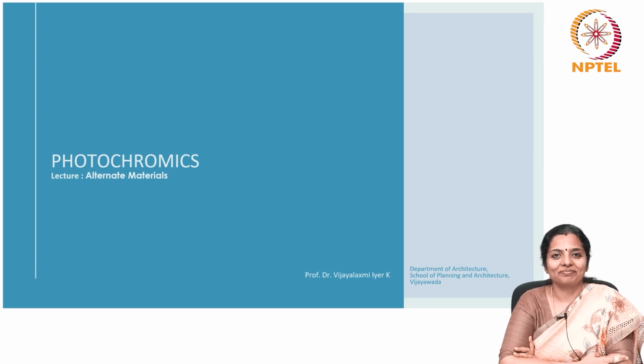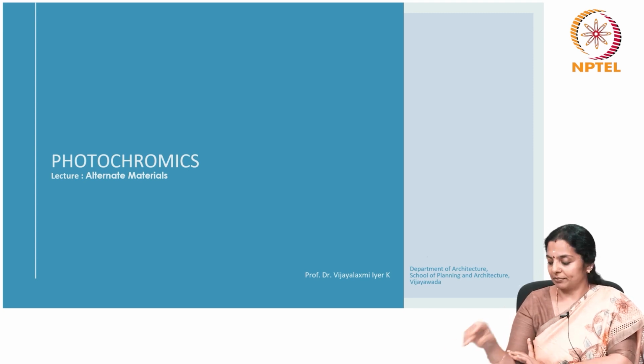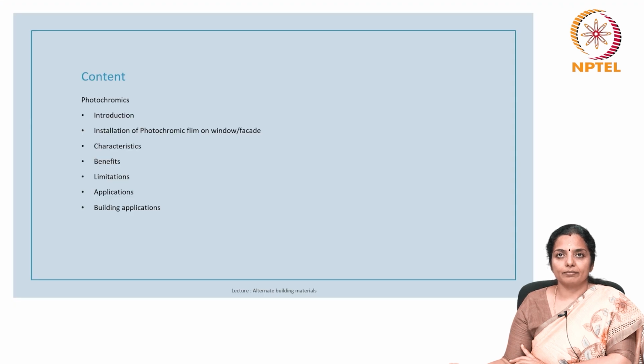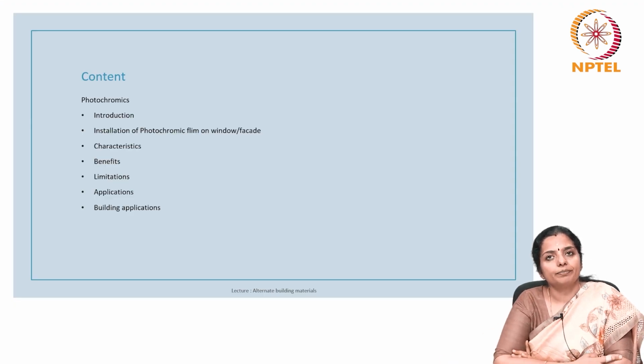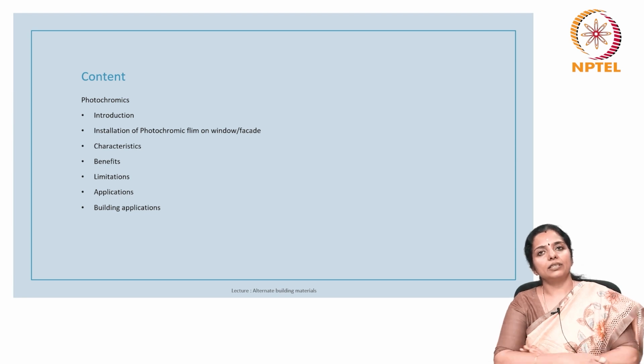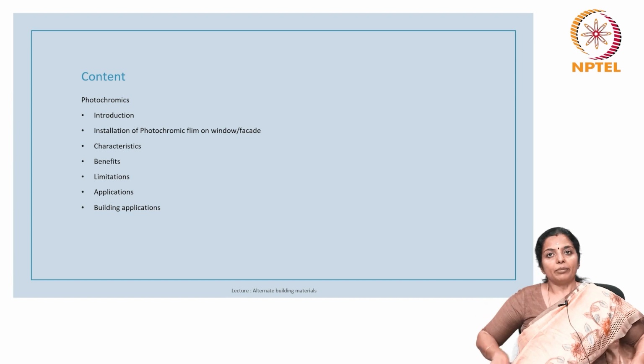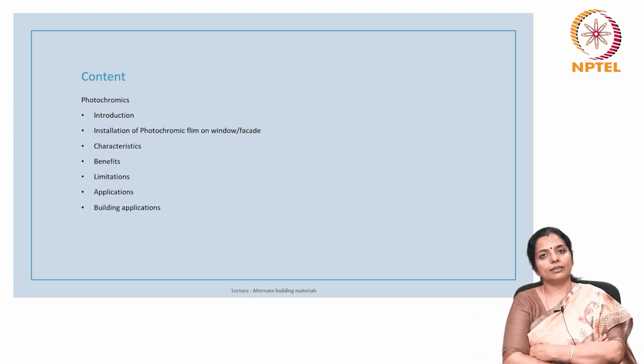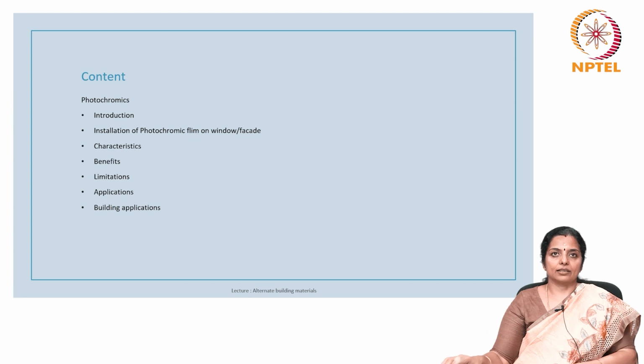Hello students. So today we will look at yet another smart material called photochromics. Today we will look at the introduction of photochromics: what are these materials, the installation of photochromic film on windows or facades, their characteristics, the benefits these could offer, their limitations, and applications in buildings.